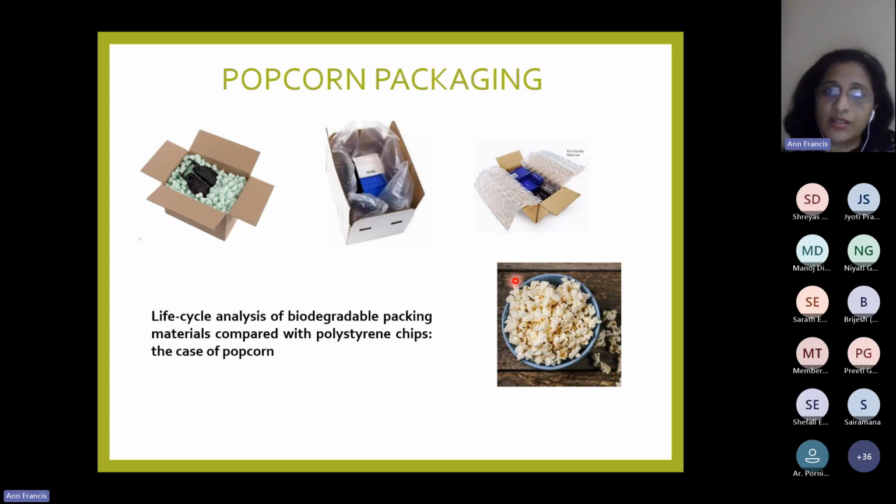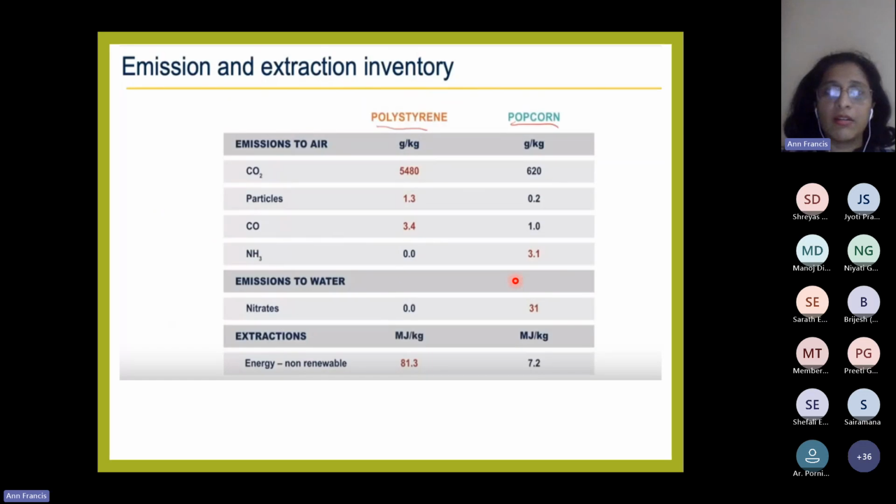But at the same time, this was a scientist's curiosity that led him or her to go to a farmer and do an actual study, to explore and understand what is the impact if we use popcorn for packaging in place of polystyrene chips. This was the comparison that was made, and they did a detailed analysis of the emissions to the air because of all of these items. If it is polystyrene, some impacts are there. If it's emission to water, there are some impacts. If you are extracting, there is some impact. And if you are using popcorn, then there is some impact.